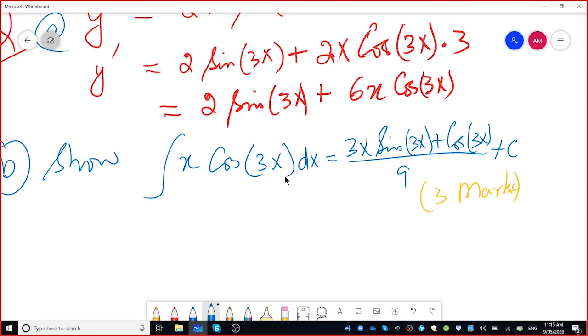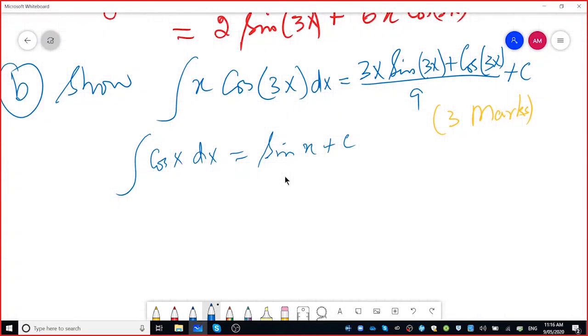So if you have the integration of cos x dx, do you know what this is equal to? It is equal to sine x. Yeah, it is equal to sine x plus c.